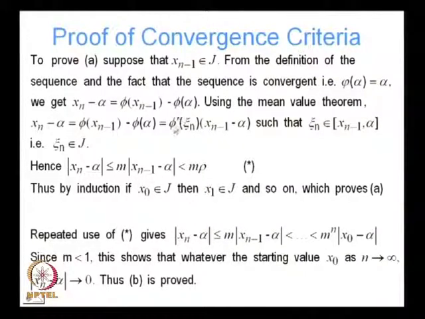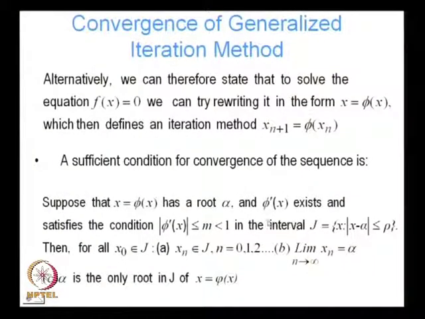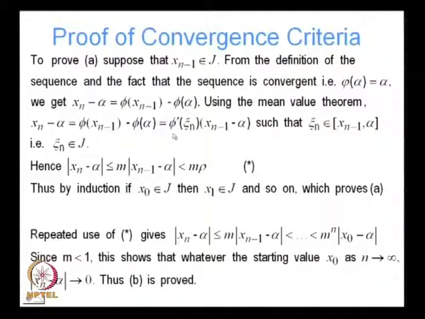Why is that m? Because I know that anywhere in that interval J, my derivative is bounded, my derivative is going to be less than m, right. That was our assumption, that phi prime exists and mod of phi prime is less than or equal to m less than 1. So, that means that this phi prime at xi n has to be less than m. So, we have m here, and since we have taken mod of both sides, we have mod of xn minus 1 minus alpha, and since xn minus 1 belongs to J, this thing must be less than rho, right. So, mod of xn minus alpha is less than m rho.